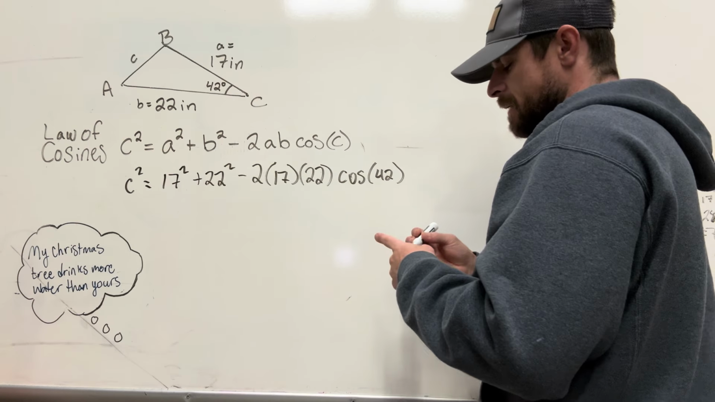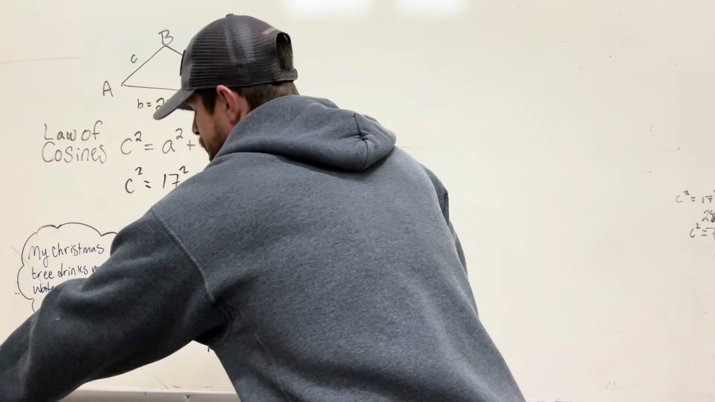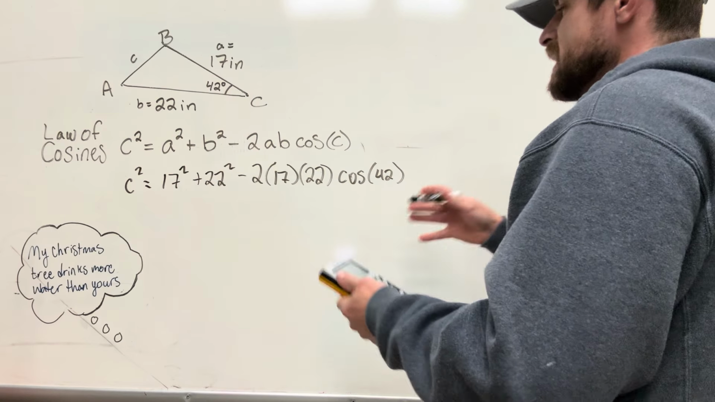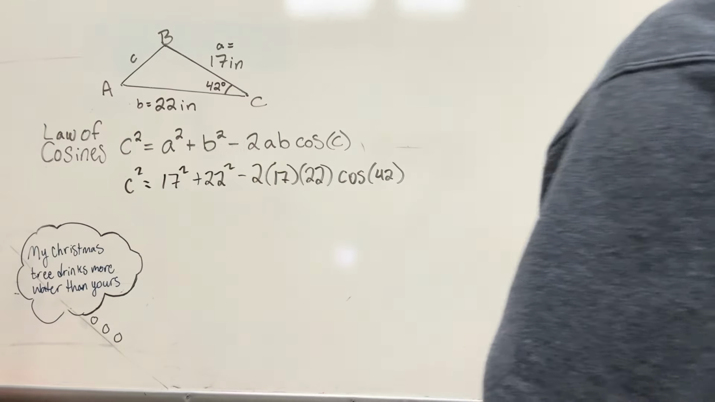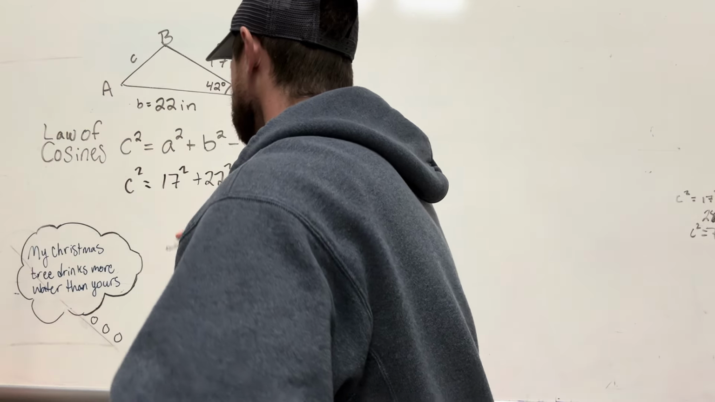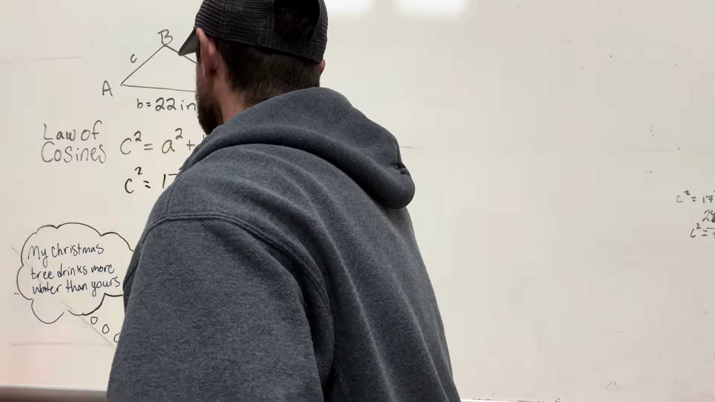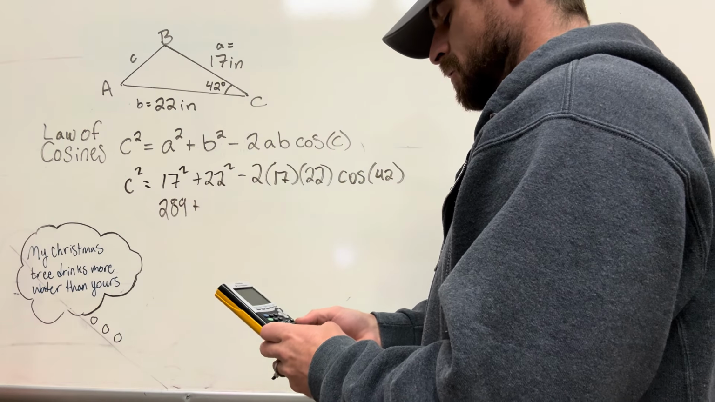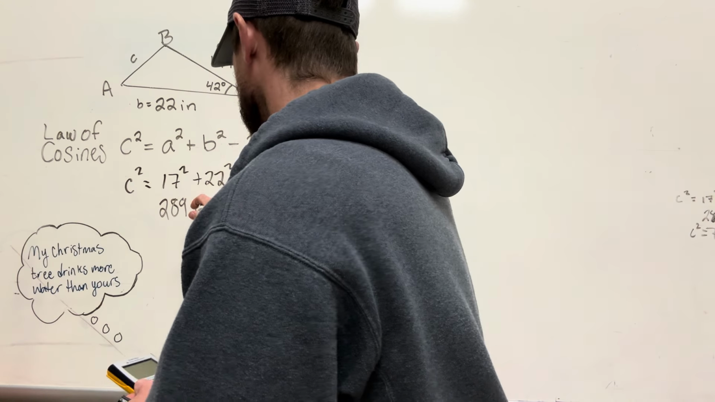Okay, once you get it set up like this is when you're going to just start grabbing your calculator. You're going to start plugging your information in here for each piece of the puzzle. So 17 squared, you're just going to work through that. Okay, 17 squared, we know 289 for that one. 22 squared, here we go. Just 22, square it, that's 484.